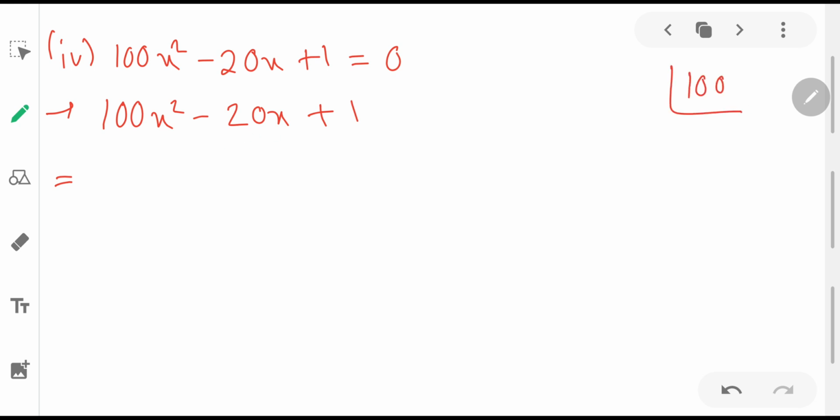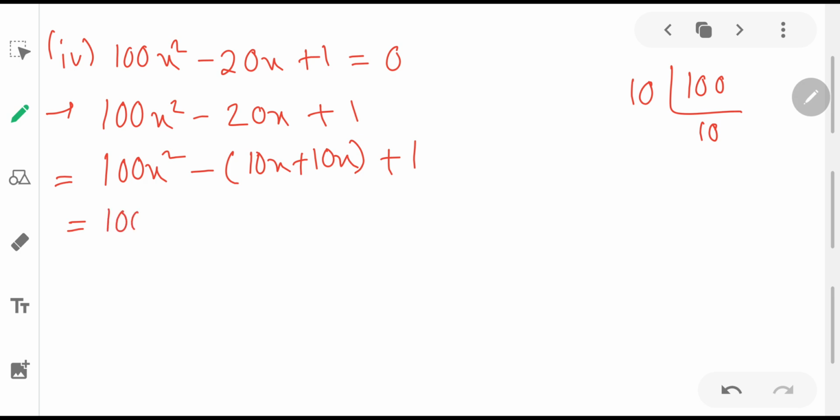It's not necessary that you factorize by the lowest factors. If you can get it in your mind in one step, you can just do it like that. For example, here we require 20. I got it in my mind that 10 into 10 will be 100, and 10 plus 10 is 20. So the factors can be 10 and 10 here. With the help of it, we can split the middle term. So we will write 100x square minus, then a bracket, 10x plus 10x, plus 1.